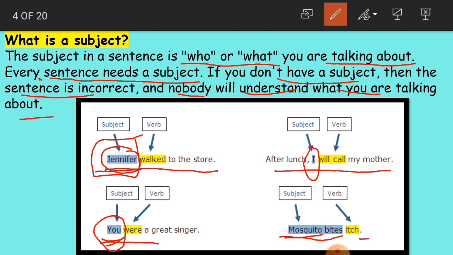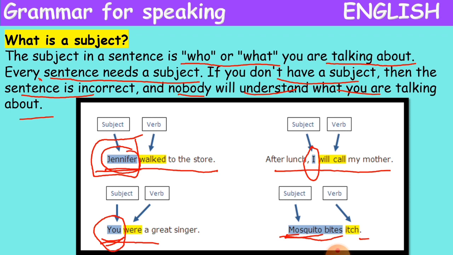So here you have to definitely mention the subject. Okay, here in this sentence, the subject is mosquito bites. Okay, children, clear? So, finally, what is the subject? About who or what you are talking. So, who or what, that becomes the subject. You have to remember this.